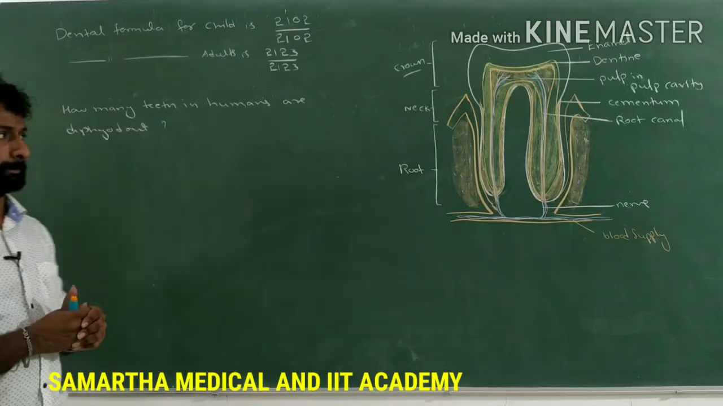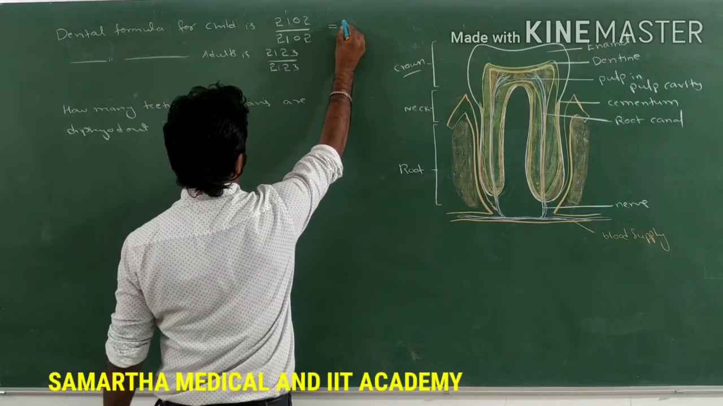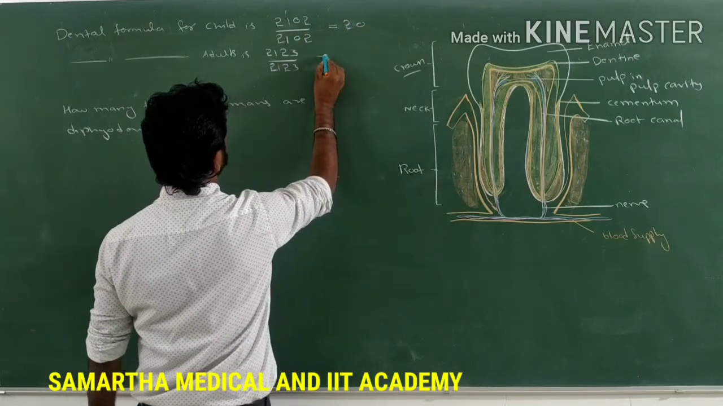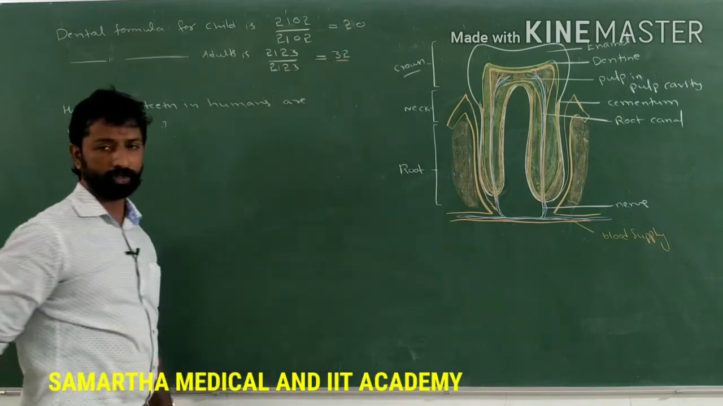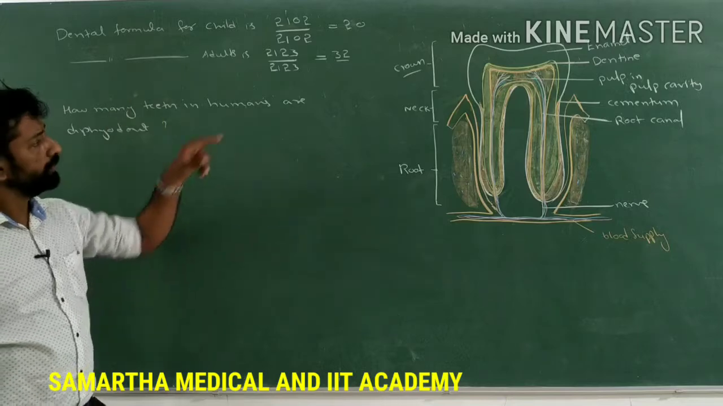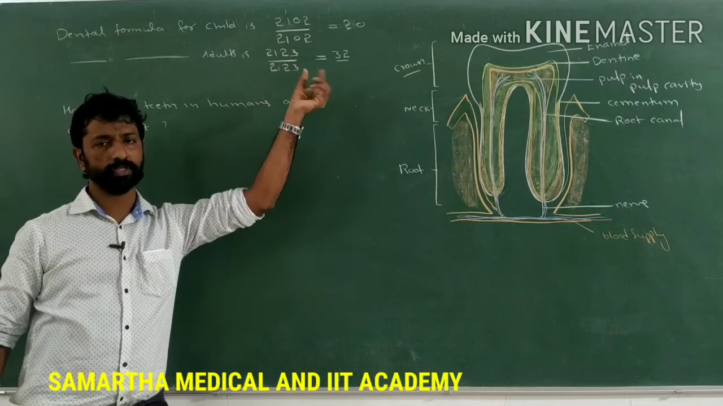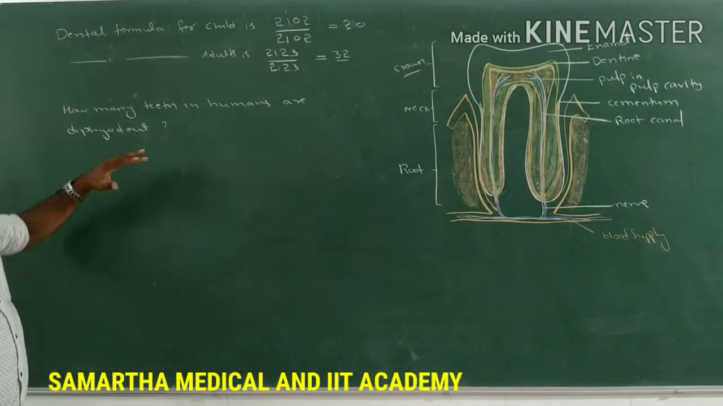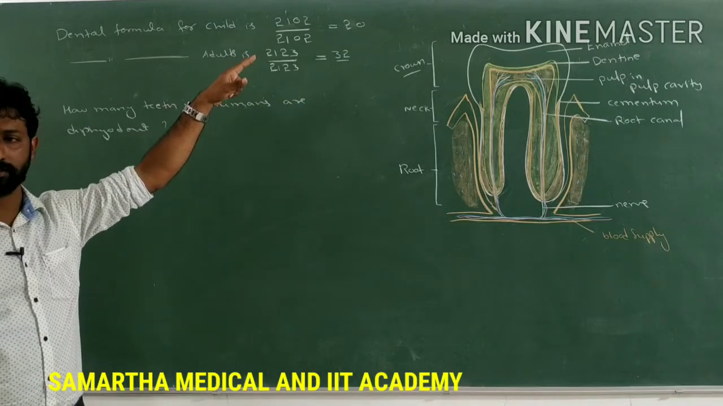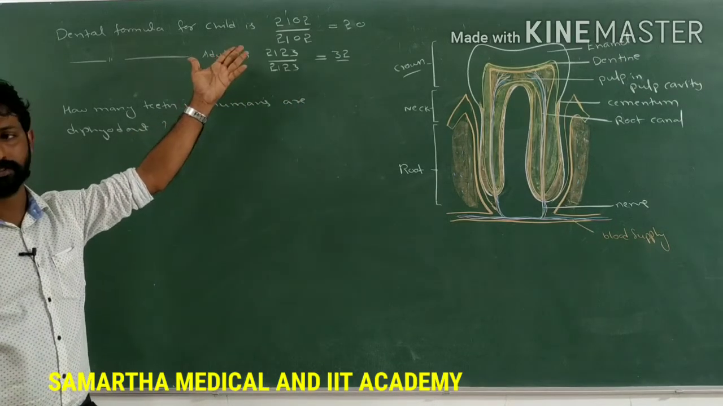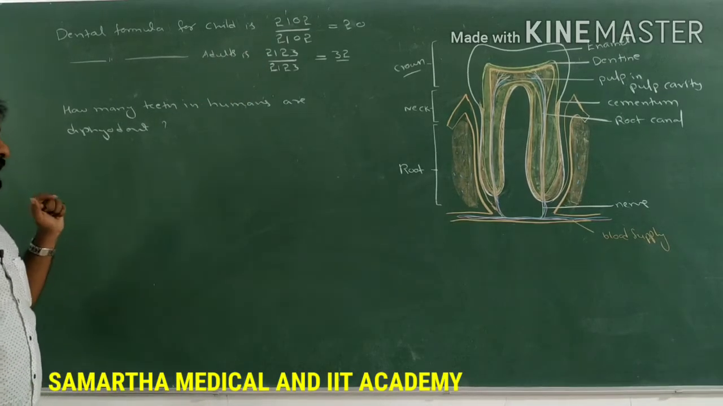You have the child dental formula here, which represents the presence of 20 teeth, and in adults there is a presence of 32 teeth. Based on this, let's see whether all 32 are diphyodont in nature or not. What is the number of diphyodont teeth? We know that in adults 32 are there, and in child 20 teeth are there. The difference between adult and child is 32 minus 20, that is 12 teeth.